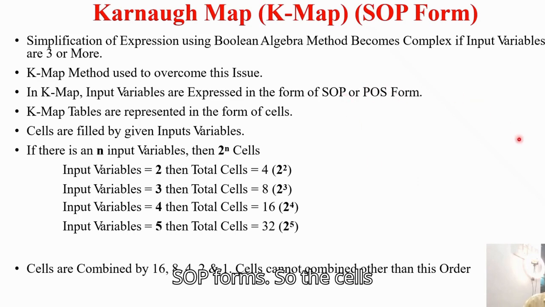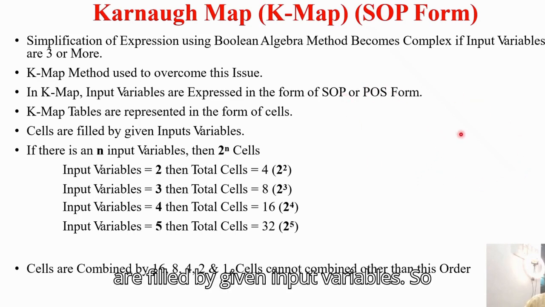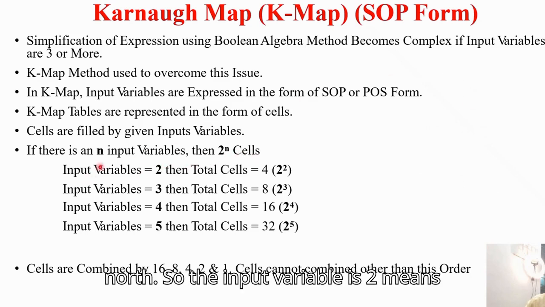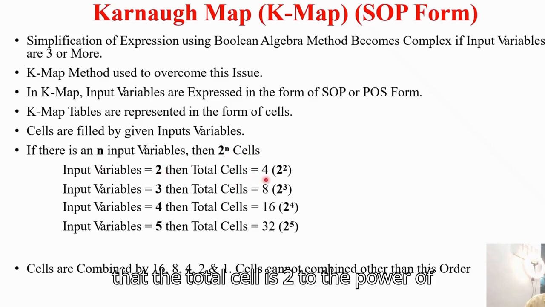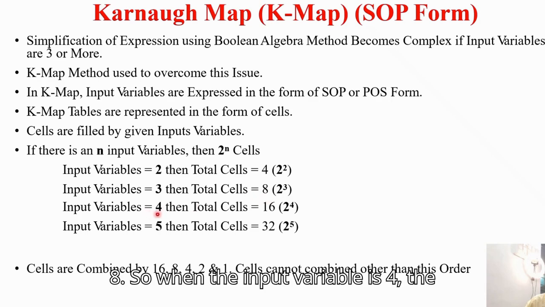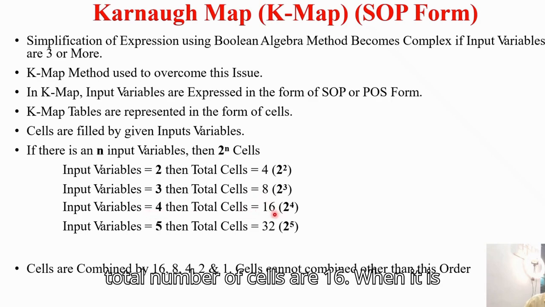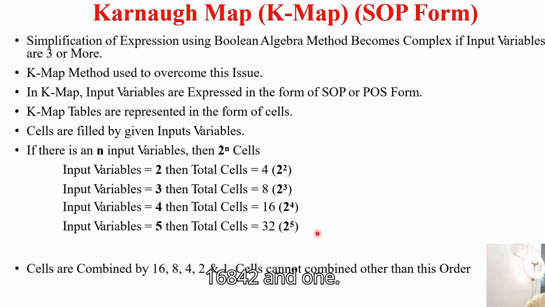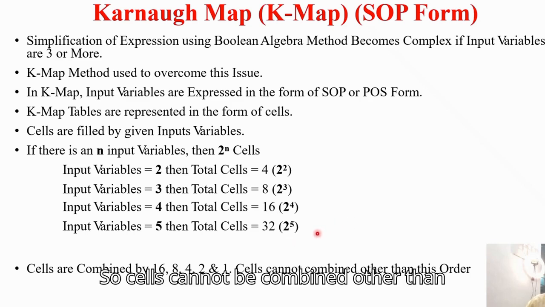The cells are filled by the given input variables. If there are n input variables, the total number of cells is 2 to the power n. If the input variable count is 2, the total is 2 to the power 2, so it's 4. When it is 3, it is 8. For 4 variables, the total number of cells is 16. For 5, it is 32. The cells are combined in groups of 16, 8, 4, 2 and 1. Cells cannot be combined other than this.